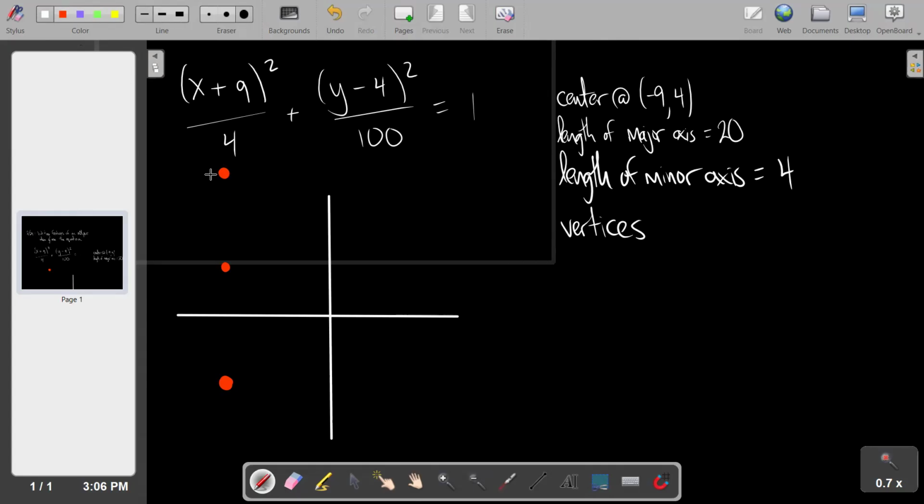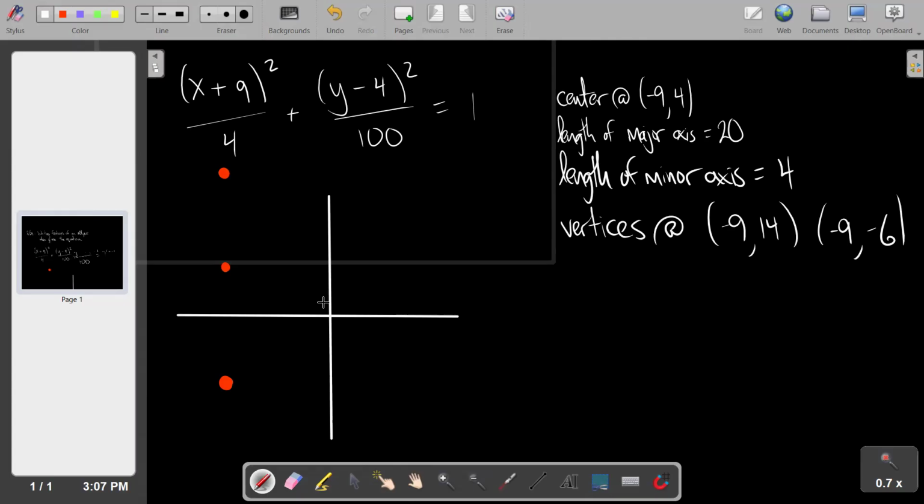What's the name of this toppy point? Good job. And what are the coordinates of the bottom vertex? -9, -6. -9, -6. Good job. Still good? Okay.